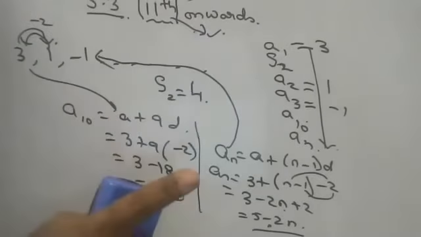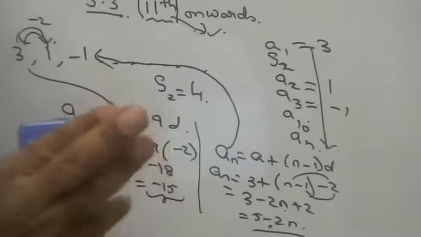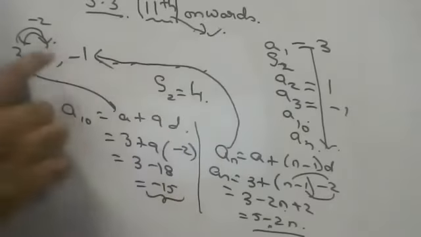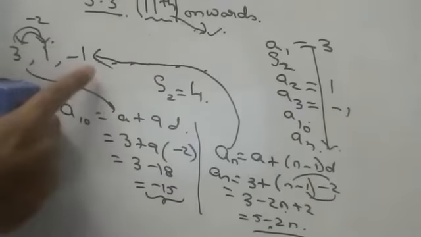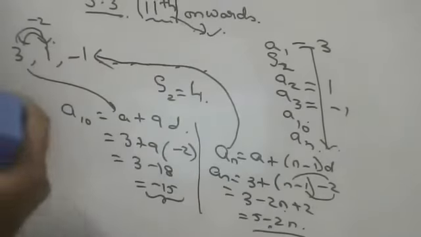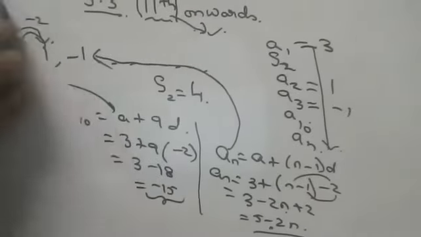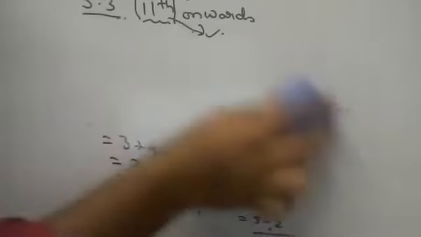So S1 means A1, S2 means A1 plus A2, S3 means A1 plus A2 plus A3, and A1 you should find out, A2 you should find out, A3 you should find out. Once you get the progression, you will get A and B. Then afterwards you can do anything on the question. Okay, children? Now let's do 12th sum, children.